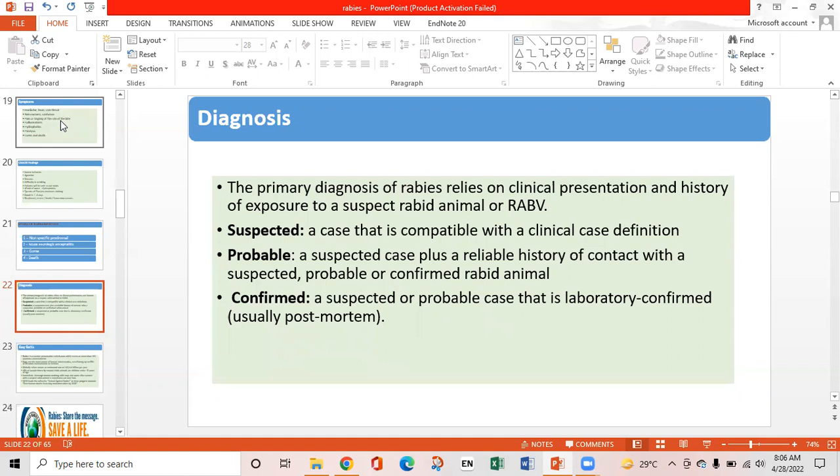Diagnosis. The primary diagnosis of rabies relies on clinical presentation and history of exposure to a suspect rabid animal. Now, what is a suspected case? A case that is compatible with clinical case definition. Probable: a suspected case plus a reliable history of contact with a suspected, probable or confirmed rabid animal. Confirmed case is a suspected or prodromal case that is laboratory confirmed, usually postmortem.